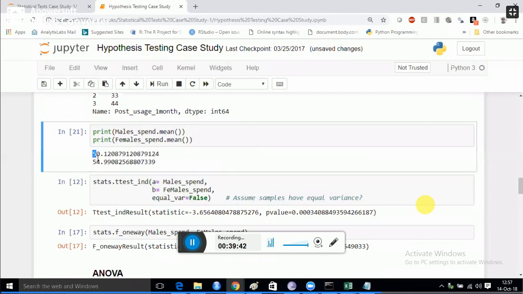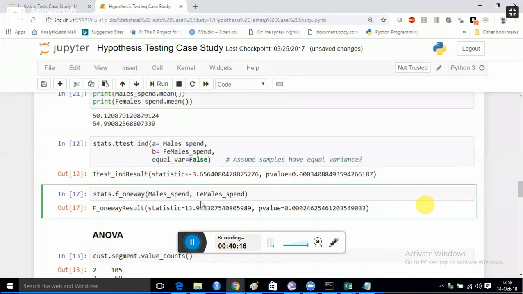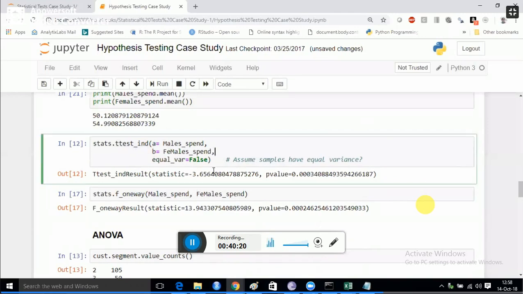50 and 54, they're of course looking different, but are they significantly different? Just imagine if you're taking 50.12 as your central line and you're setting your confidence interval at 95%, you'll just see if this 54.99 is lying inside that confidence interval or outside it. So what do we do here? We do ttest_ind for independent samples. Now, there are two things which we have to look at. Please listen carefully. This I have just included as an error case, but just look at this once.